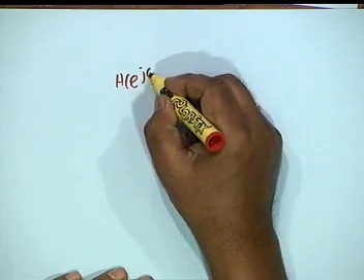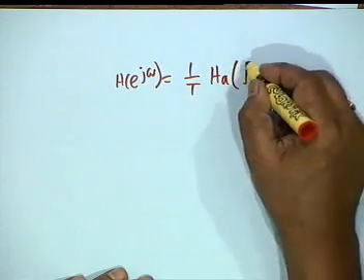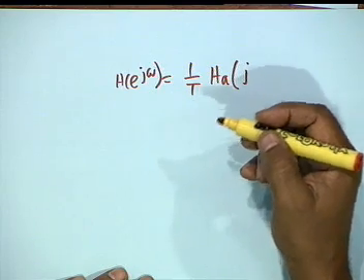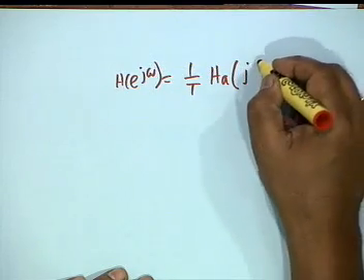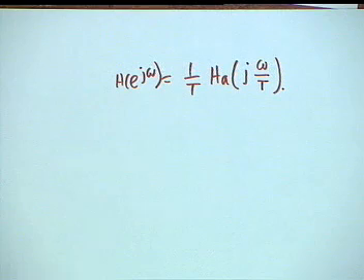If this is the situation, this is an ideal situation never obtained in practice, and therefore we have to take care. But it is important to realize that even if we get the ideal case, we have a problem in practice. The problem is h of e to the j omega is 1 by t h a of j. Instead of capital omega, can I write in terms of small omega? Small omega by t.